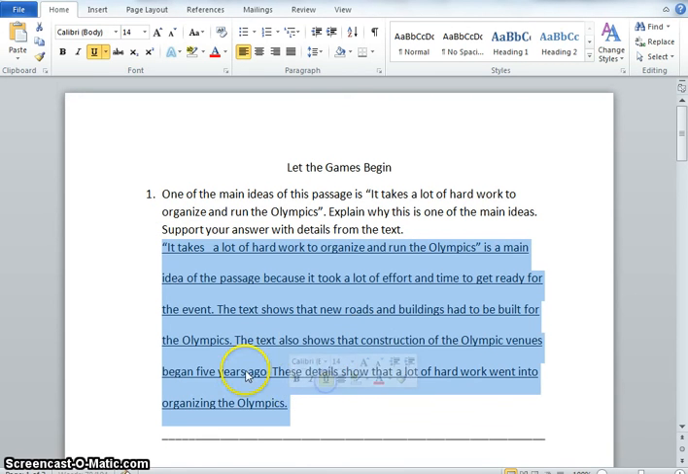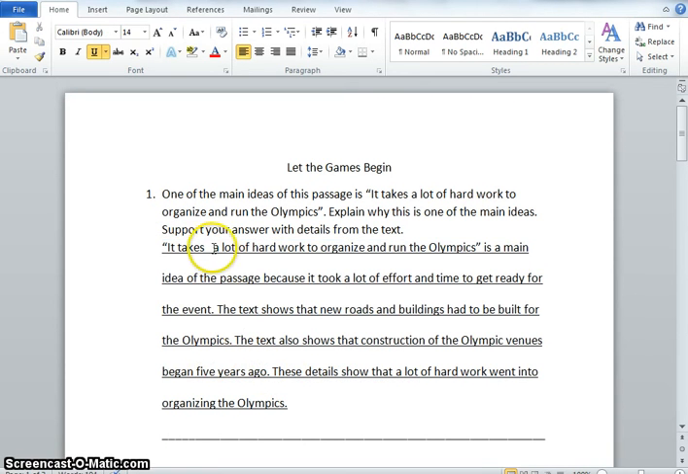Okay, I'm going to reread my answer. It takes a lot of hard work to organize and run the Olympics as a main idea of the passage because it took a lot of effort and time to get ready for the event. I restated and answered my question. The text shows that new roads and buildings had to be built for the Olympics. The text also shows that construction of the Olympic venues began 5 years ago.